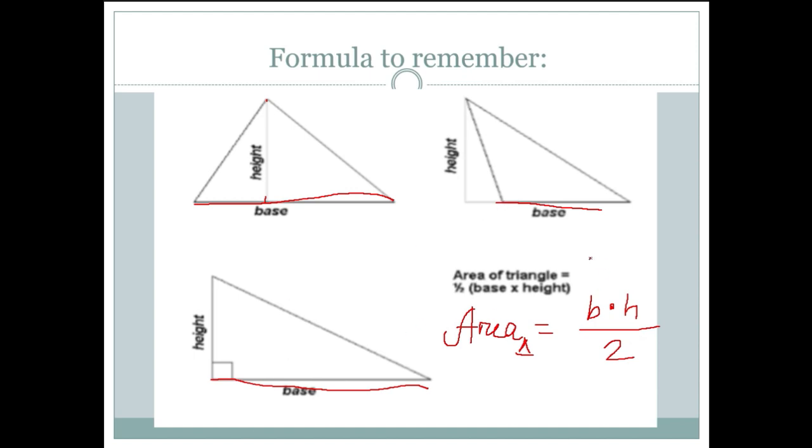So again, the formula to remember for area of a triangle is base times height divided by 2. There's no problem with perimeter because when we talk about perimeter of any figure, we just add all the side lengths. So area of a triangle, very simple. Base times height divided by 2.